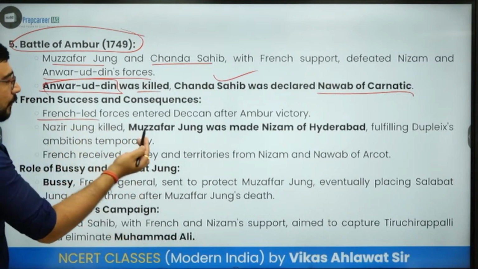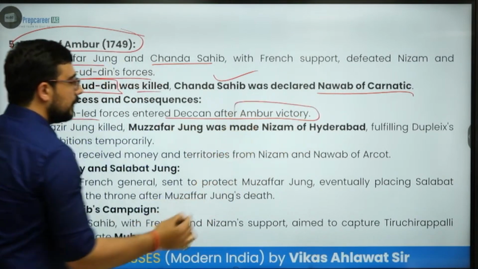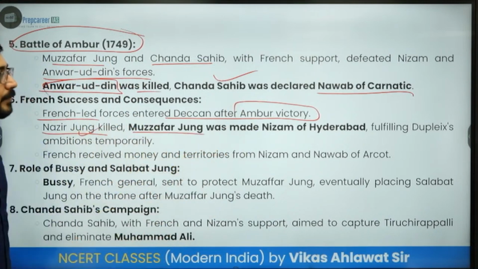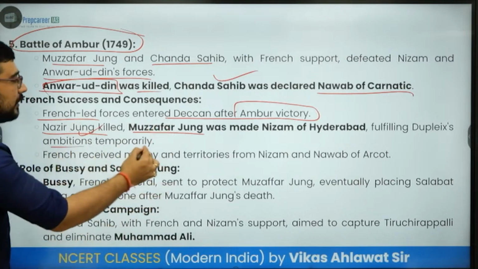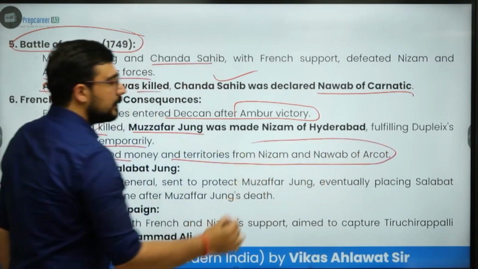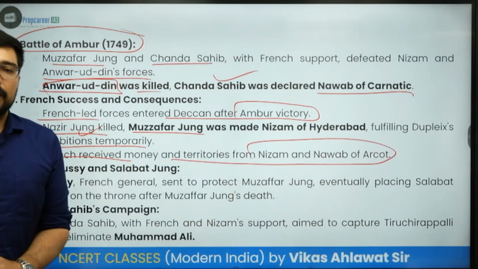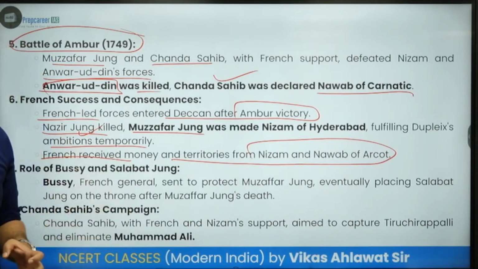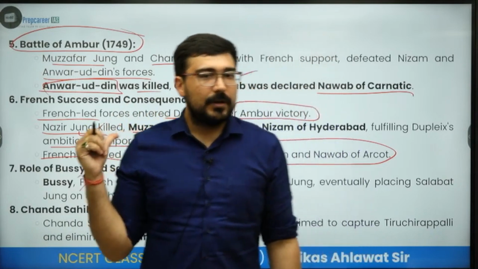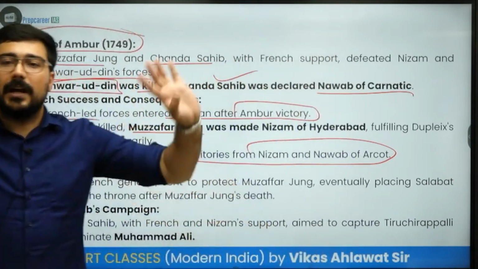The French-led forces then entered the Deccan after this victory, and Nasir Jung was killed. Muzaffar Jung was made Nizam of Hyderabad, fulfilling Duplessis' ambition temporarily, and the French received money and territory from both the Nizam as well as the Nawab of Arcot. This is something you have to remember. In 1751, this is 1751, the plan of Duplessis is reaching its height.